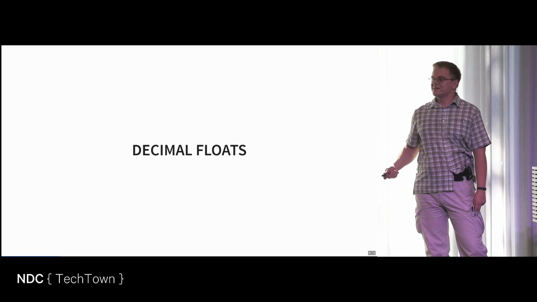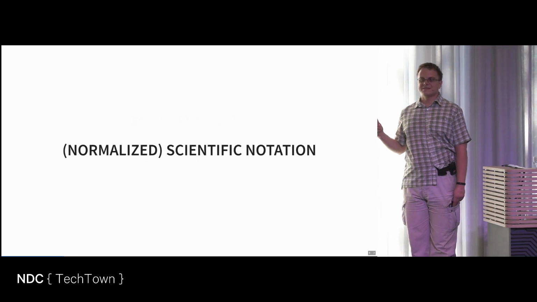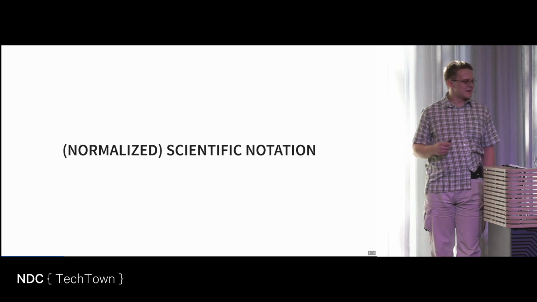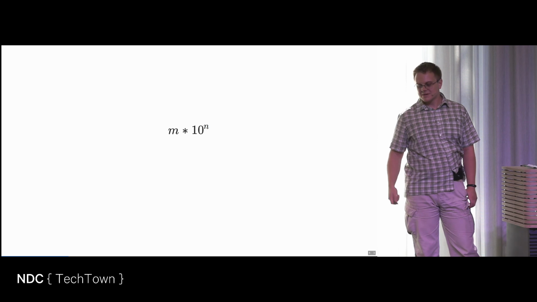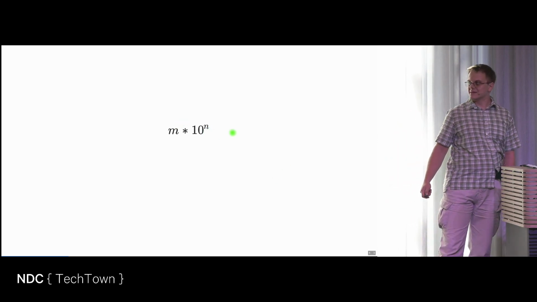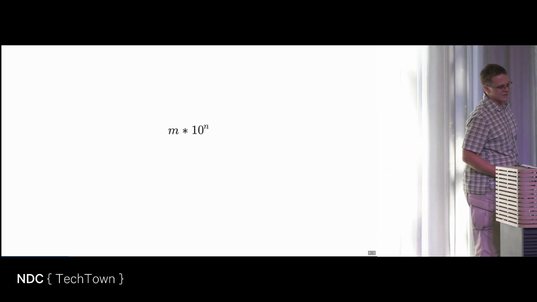Well, before we go there, let's do the decimal floats, as I promised. And actually, let's do something else first. Scientific notation. I hope that we have all heard about it, but the basic idea is that you have some number, m, you multiply it by 10 to some exponent n. Right? This is scientific notation. We all use it in school at some point.